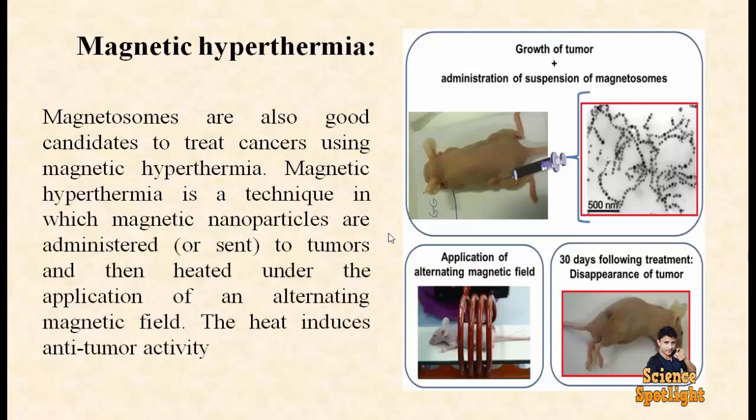Coming to another application, how we can use magnetosomes in curing cancer tumors, that's called magnetic hyperthermia. Here you can see that this is a tumor. They are injecting the magnetosomes into the tumor of the mice, and then they applied alternating magnetic fields so that these magnetosomes get heated, and that heat leads to destruction of cells in and around the magnetosome. Finally, after 30 days of treatment, we can see that there is complete disappearance of the tumor. This shows that we can use these magnetosomes for treating tumors, cancerous tumors particularly. These are some applications of magnetotactic bacteria and magnetosomes.